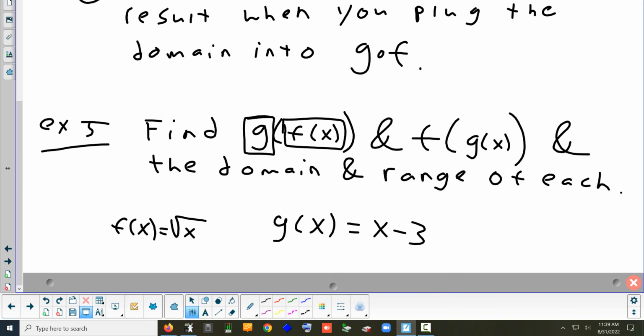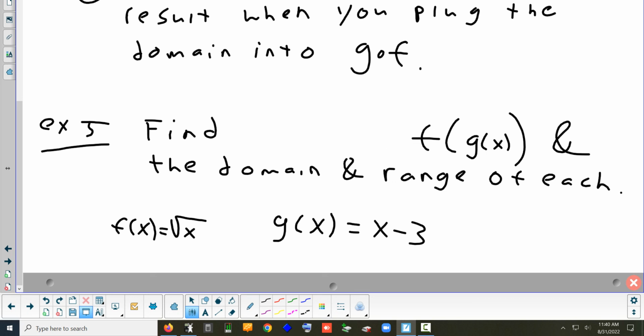All right, so let's... I'm not going to do it both ways. Let's just do it one way. Let's do the one we didn't do. Let's do f of g of x. Let's do that. I just want to do one of them. F of g of x.